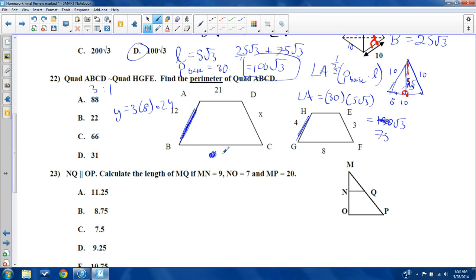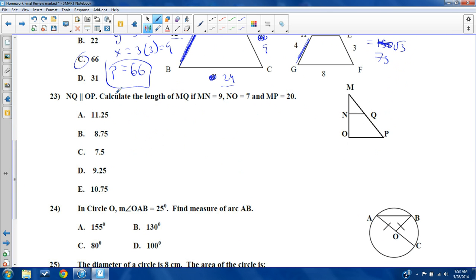So y is 24. By the way, we're trying to find the perimeter of this quadrilateral, so we need to find y and x. X is 3 times 3, which is 9. So the quadrilateral is 21 plus 12. That's 33. Plus 24 is 57. Plus 9 is 66. So perimeter 66, that's C.